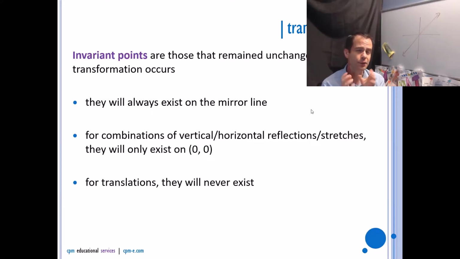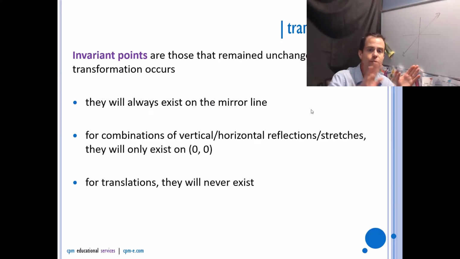So if you have both vertical and horizontal items happening, look for whether the graph exists at the origin. If the graph exists at the origin, you'd have 1 invariant point. If the graph doesn't exist at the origin, you'd have no invariant points, okay? And then for translations, there are no invariant points.